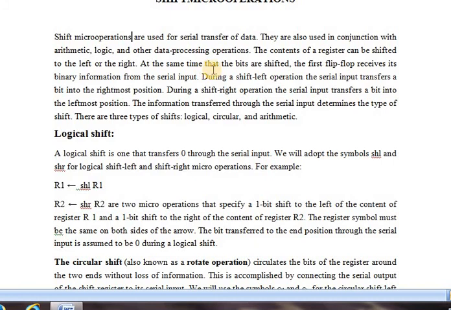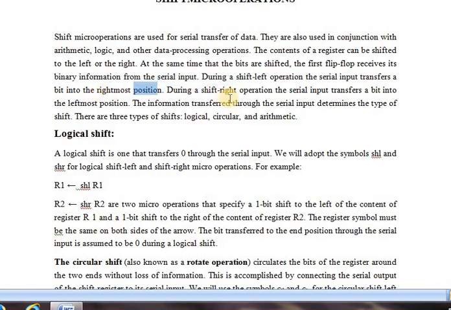At the same time that the bits are shifted, the first flip-flop receives its binary information from the serial input. So if there are 4 flip-flops, the first flip-flop will receive the binary information from the serial input only, not from the parallel input. During the shift left operation, the serial input transfers a bit into the rightmost position. This is the important point.